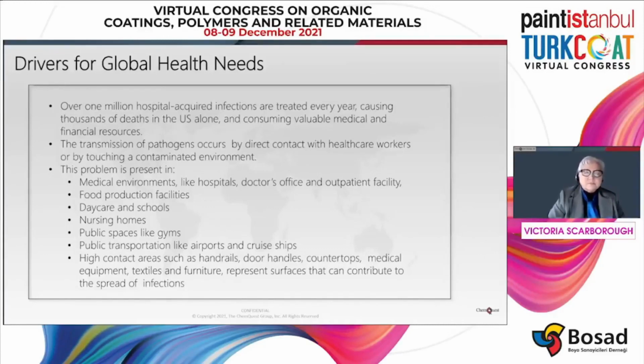So this is a problem in hospitals, but it's a problem everywhere, really, because you've got doctors' offices, you've got food production facilities, you've got daycare centers and schools with kids, nursing homes with older adults. You have public spaces like gyms and airports and cruise ships. So, you know, there's always a vector for these viruses to get around. And it's in fact really the high contact areas that these viruses tend to settle, such as the handrails going up stairwells, door handles going in and out of doors, the countertop, the medical equipment, the textiles and the furniture. These all are surfaces that are vectors to transmit viruses or microbes in general for the spread of infection.